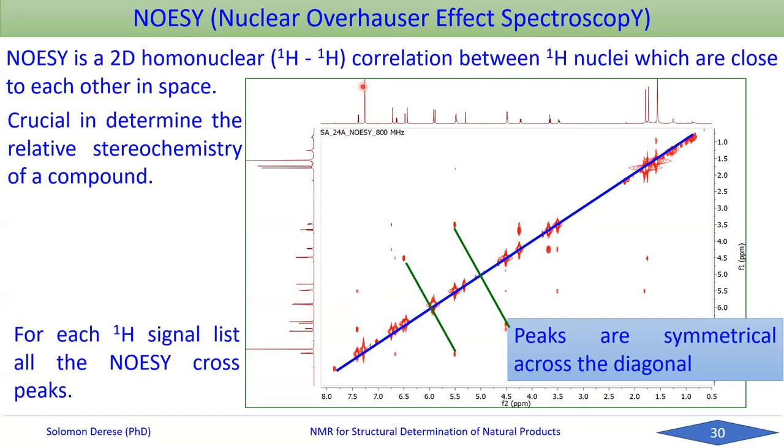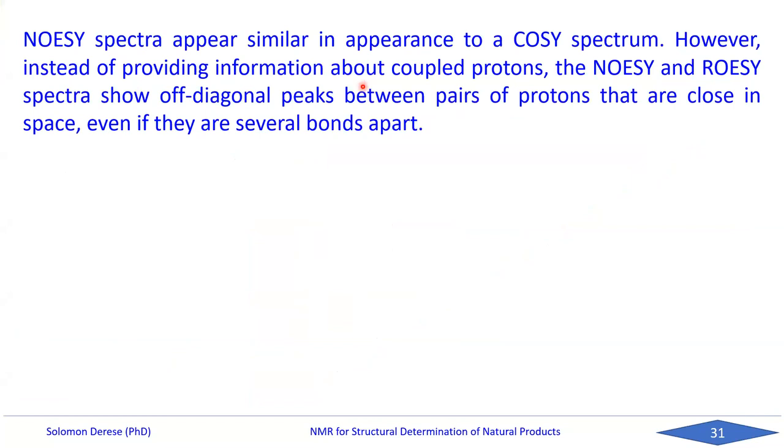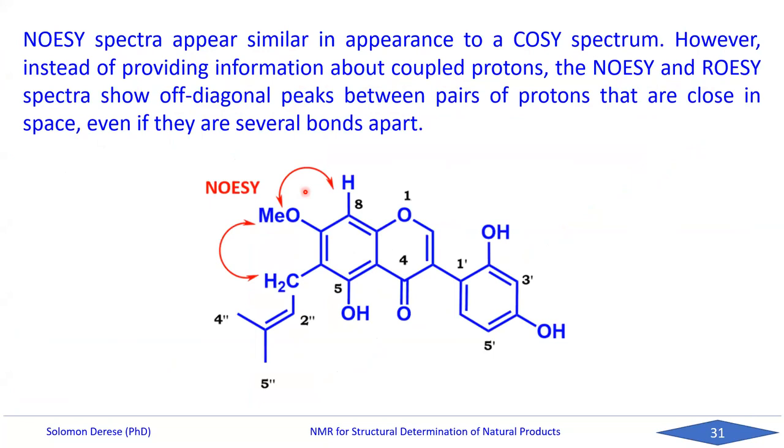NOESY is interpreted the way COSY is interpreted, except that NOESY spectra appear similar to COSY. However, instead of providing information about coupled protons, NOESY, which is advanced from ROESY spectra, shows cross peaks between pairs of protons that are close in space, but are separate, bonds apart. So for example, NOESY can easily help us locate this methoxy group at this particular position and not here or here, because of the NOE interaction between this proton and the methoxy, this and that.